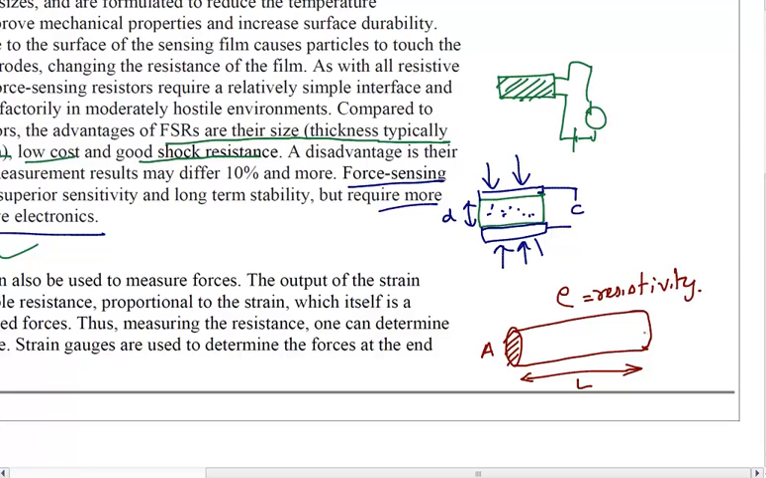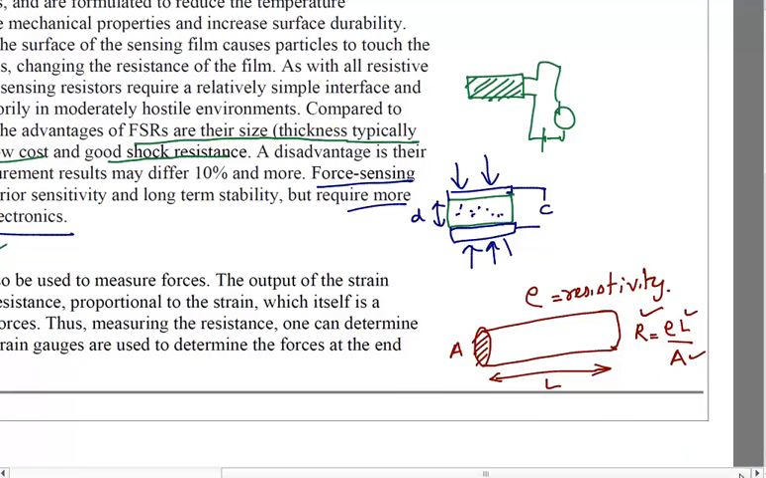And you all might have learnt in your 12th standard this formula that the resistance is given by rho L by A. So resistance is directly proportional to length and inversely proportional to area. So if the area reduces, the resistance will increase. If the length increases, the resistance will increase. Okay. Now, based on this, what is a strain gauge?